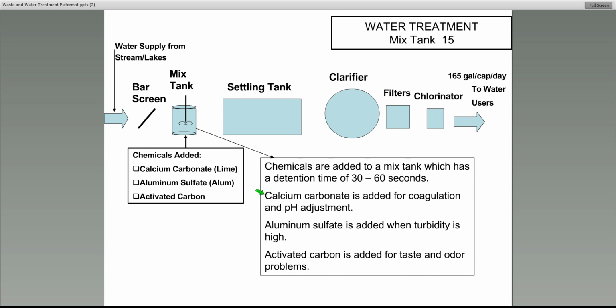On a normal dry day when the water is clear at the supply, usually only the lime or the calcium carbonate has to be added. After a rainfall period, usually as much as 10 days or 2 weeks after a heavy rain, then you would also add aluminum sulfate to knock out a lot of the solids, and also activated carbon to knock out taste and odor problems.